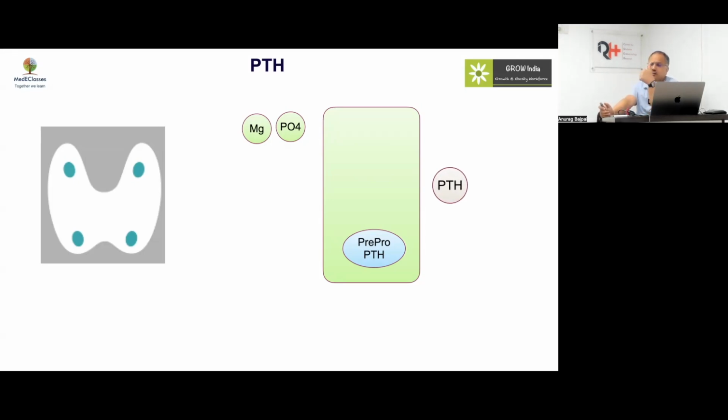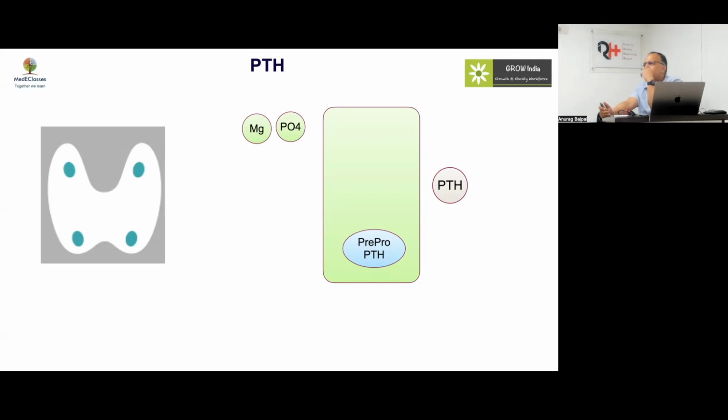So if your phosphorus is high, PTH will be? No, if your phosphorus is high, PTH will be high. So it stimulates, and the same if your magnesium is high, your... Okay, that's a very interesting scenario, through what mechanism? It will act as a calcium receptor, and the body will sense it as adequate calcium levels.